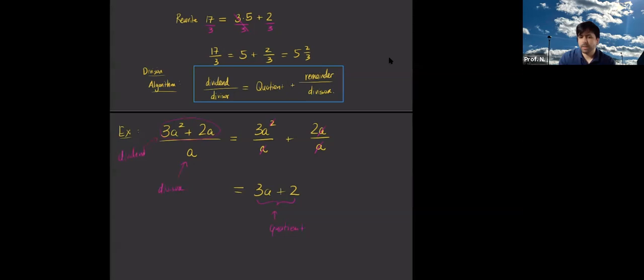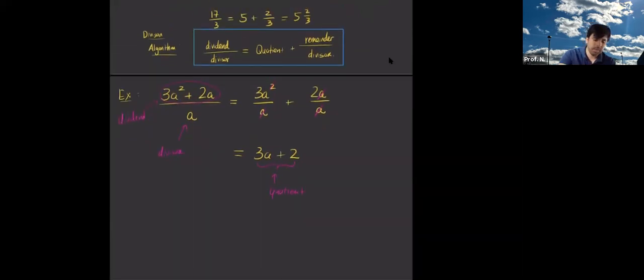There is no remainder. The plus 2 is not the remainder, because now we're dealing with polynomials. So we have to change our way of interpreting things now, because now we're in polynomial world. We're not just in number world.